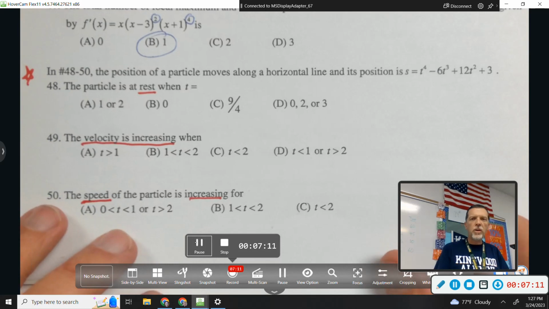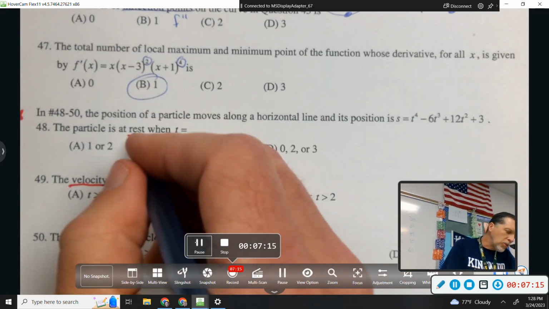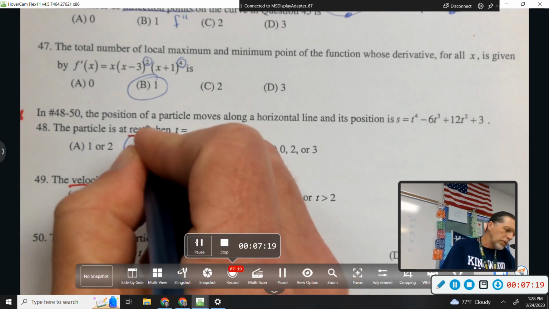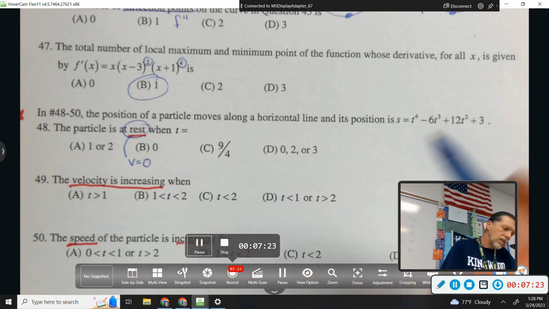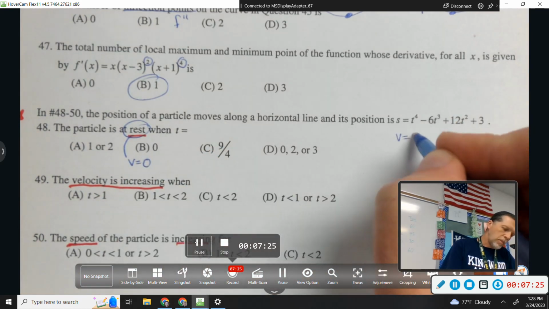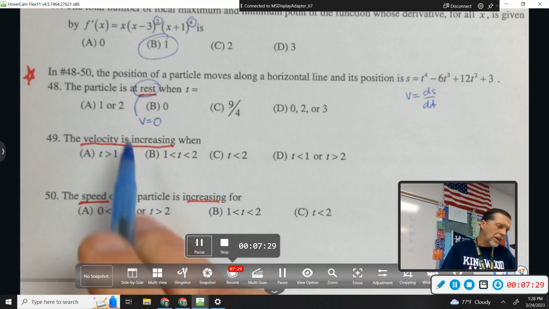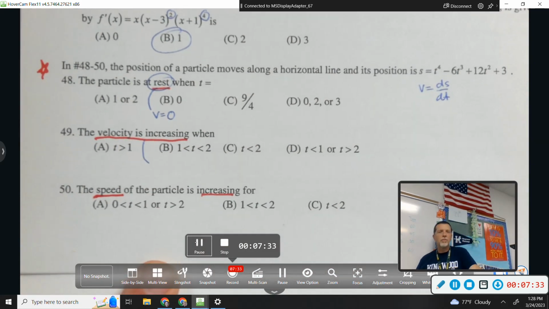Position of a particle. Oh, I know this one. Actually, we're going to do part of this. What does it mean when the particle's at rest? The velocity is 0. Which is the derivative of s. Yep, and v is ds dt. Okay, hold on. Let me get through what I want to say here. I'll give you some time to work on these 3.